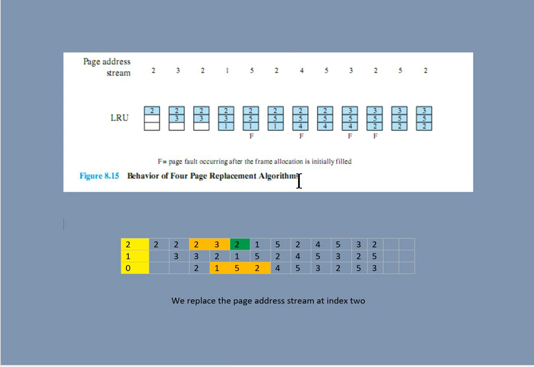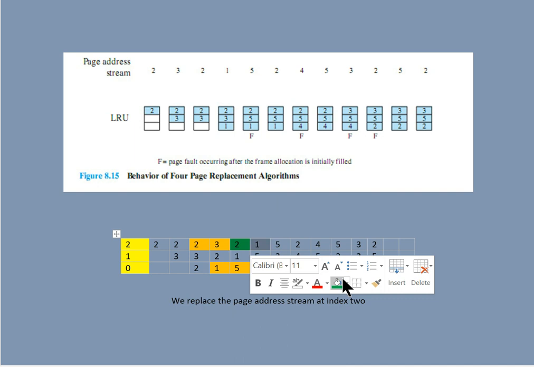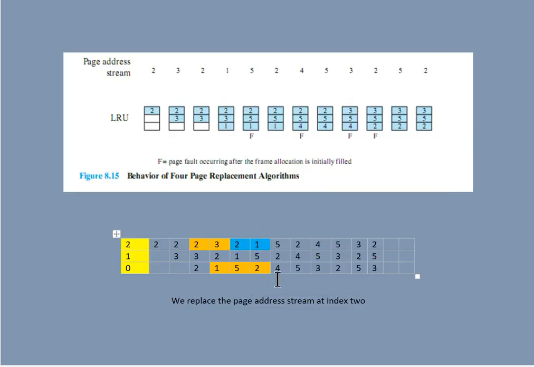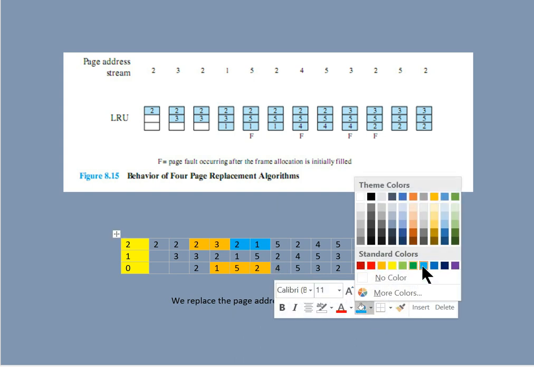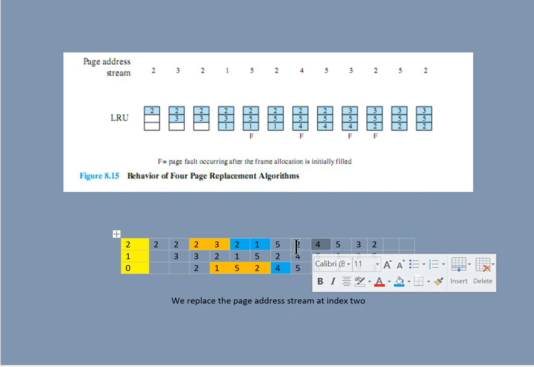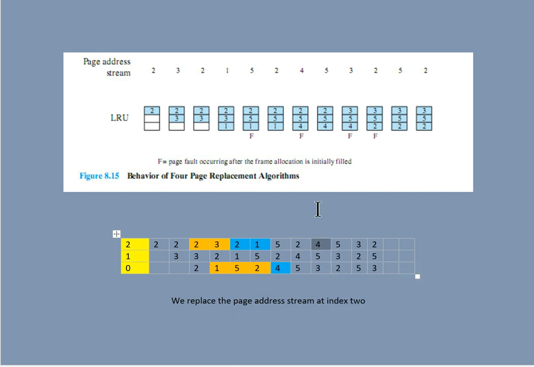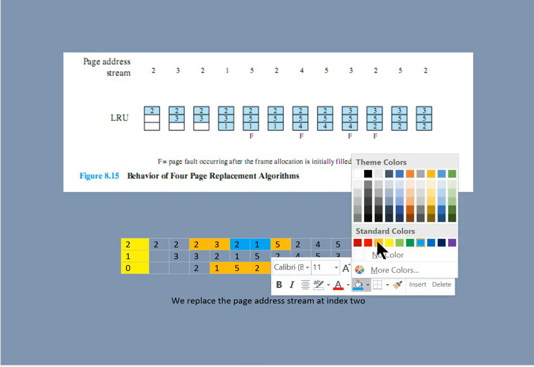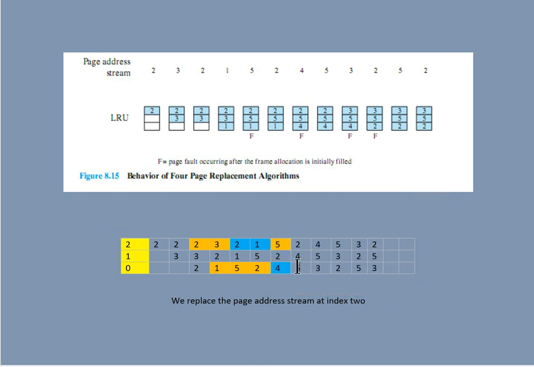So 4 comes in, which one is at index 2? We see that 1 is at index 2, right? So 1 gives way, it goes out, and 4 comes in its place, and so on. 5 again, here it is reused, but still it is better for us, at least in our indexing, to swap them.